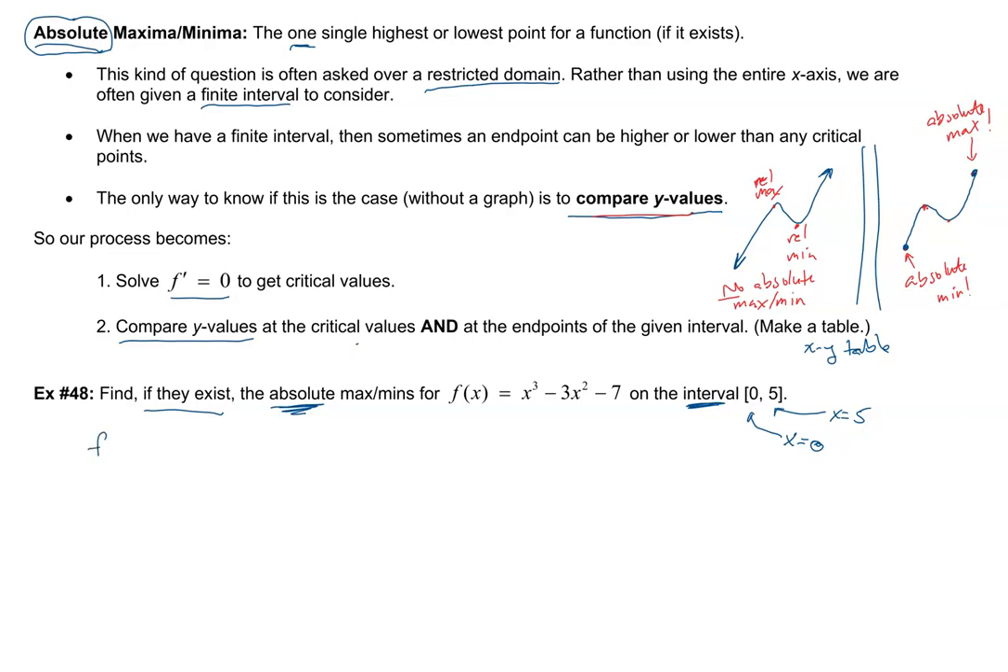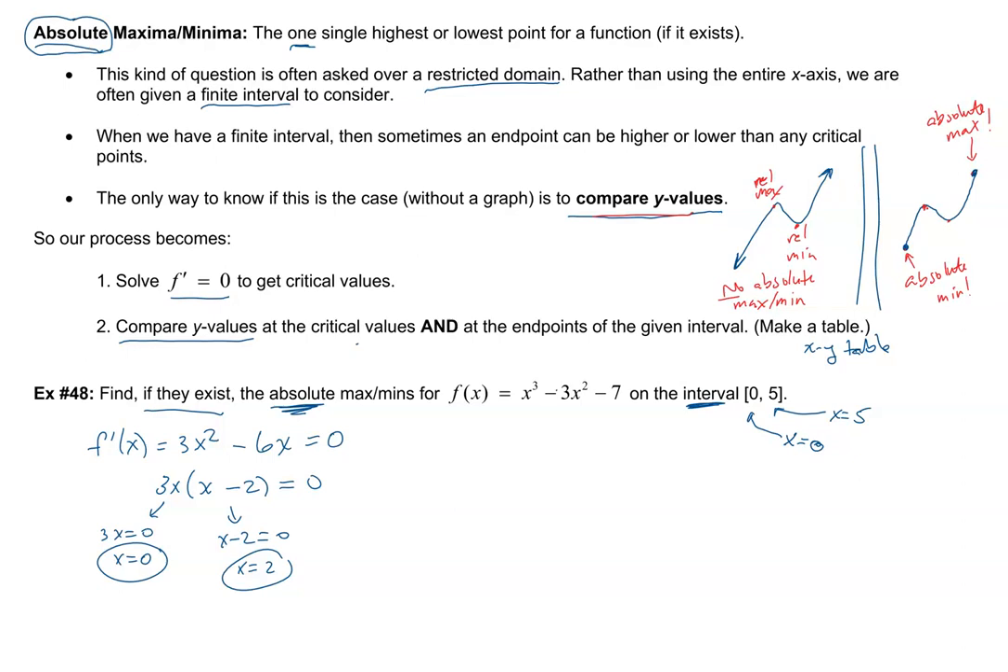So let's start with the derivative, f prime of x. From the derivative of x cubed, I get 3x squared. In the middle, minus 3x squared, the 2 comes down, we get minus 6x, and the 7 goes away. So I'm going to set that equal to 0, look for the usual common factor, 3x in this case, leaving the other x minus 2 equals 0. So from 3x equals 0, I get x equals 0. And from x minus 2 equals 0, I get x equals 2.